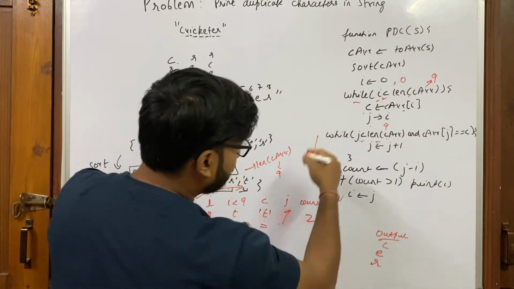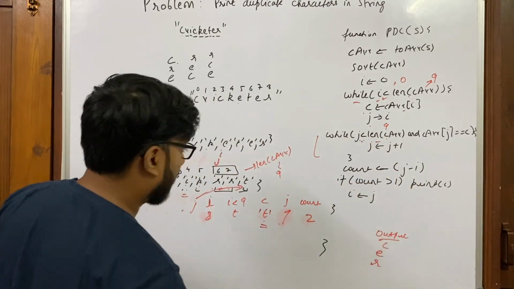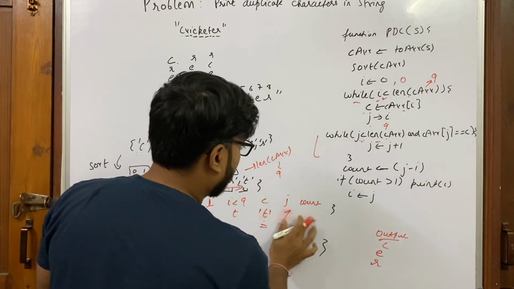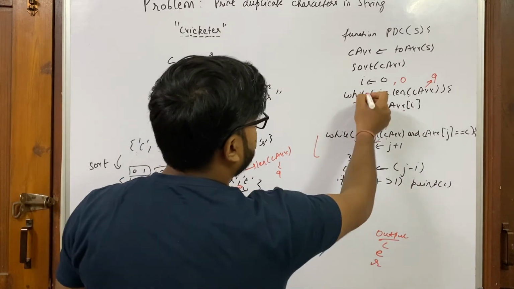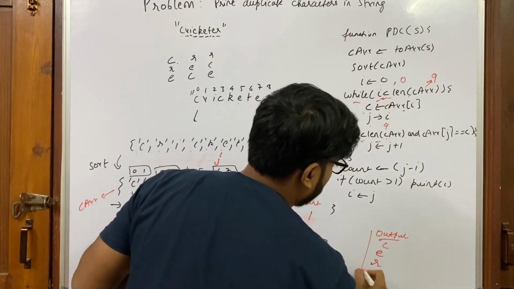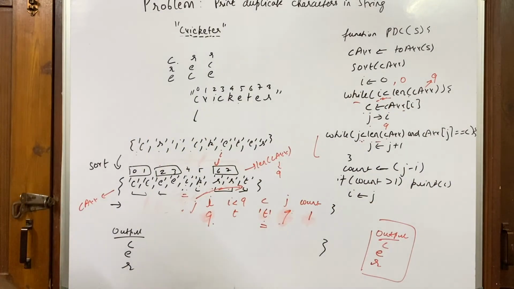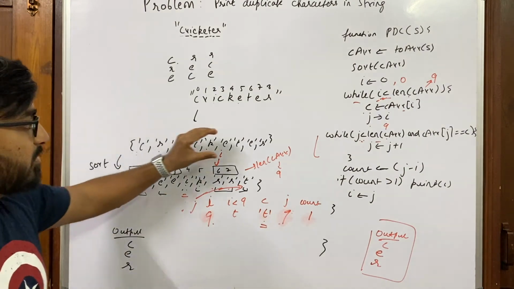9 is less than 9 is false, you come out. J minus I is count, 9 minus 8 is 1. Not greater than 1, you don't print it, you set I to 9. 9 is less than 9 is false and you come out, so you get this as the output. This was exactly the same as printing duplicate elements in a list.